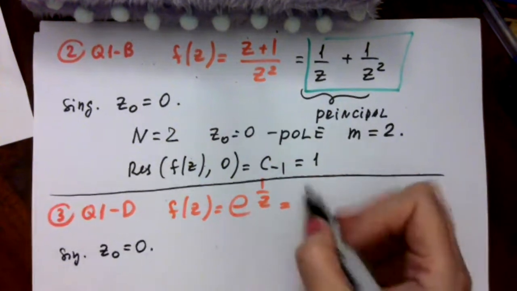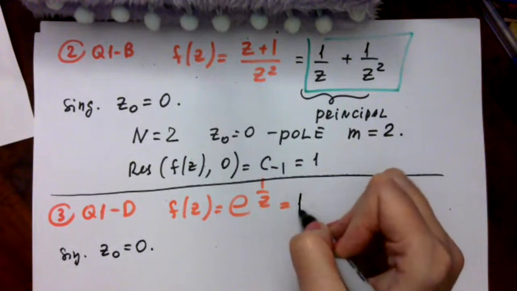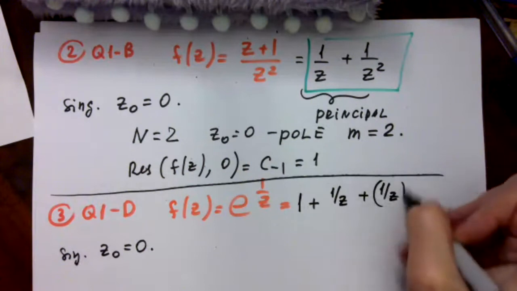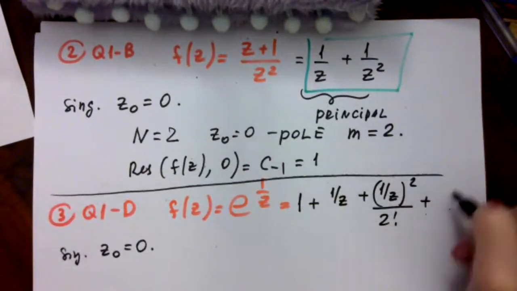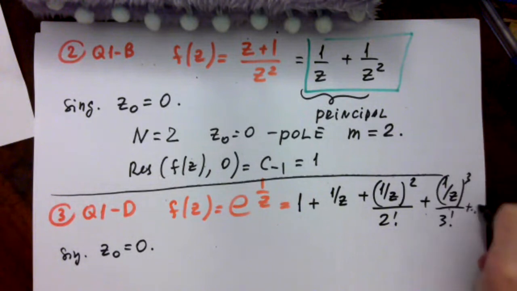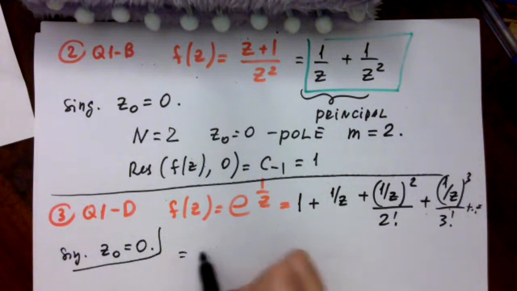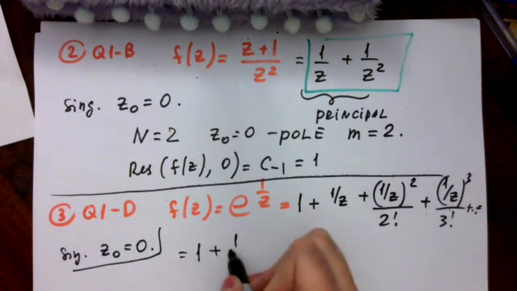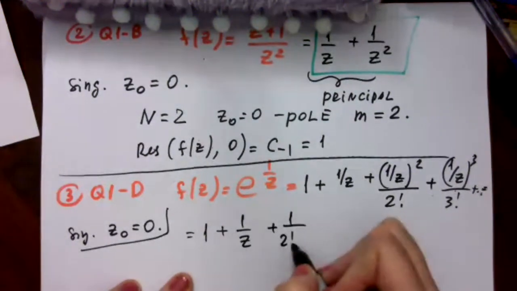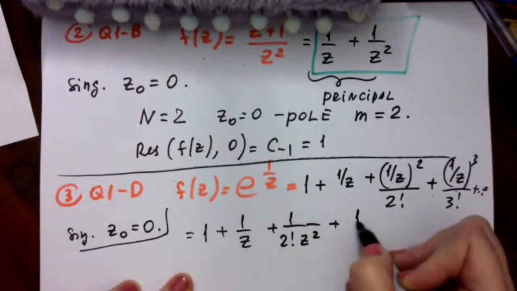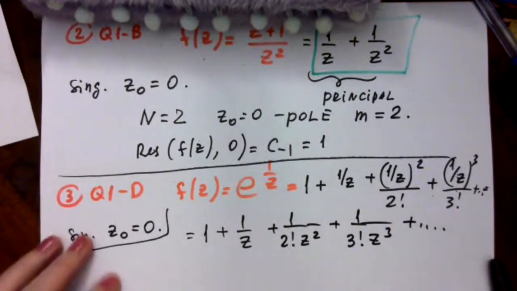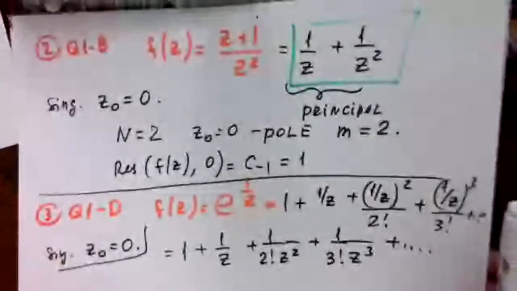I'm not going to write you this canonical expression. You can have a look at it. So 1 plus 1 divided by z plus 1 divided by z squared divided by 2 factorial plus 1 divided by z cubed by 3 factorial plus so on. I'm running out of space, unfortunately. So let me just simplify this. 1 plus 1 divided by z is the first term. The second will be 1 divided by 2 factorial z squared plus 1 divided by 3 factorial z cubed, and so on, and so on. Okay, so this is expansion in terms of z.